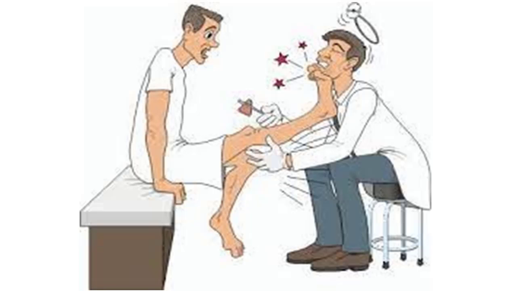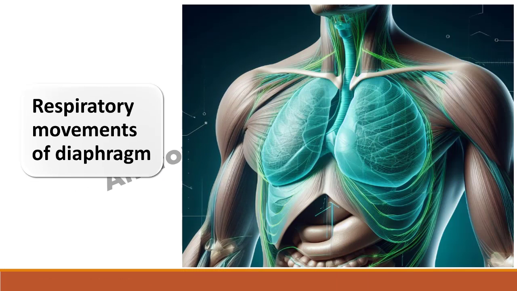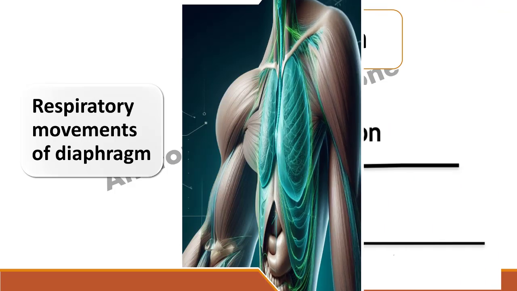Another example of this contraction is the respiratory movement of the diaphragm, which we all know is controlled by the reflex generated by the levels of oxygen and carbon dioxide in the blood, although we can willfully control it within limits. Another type of contraction is tonic contraction.